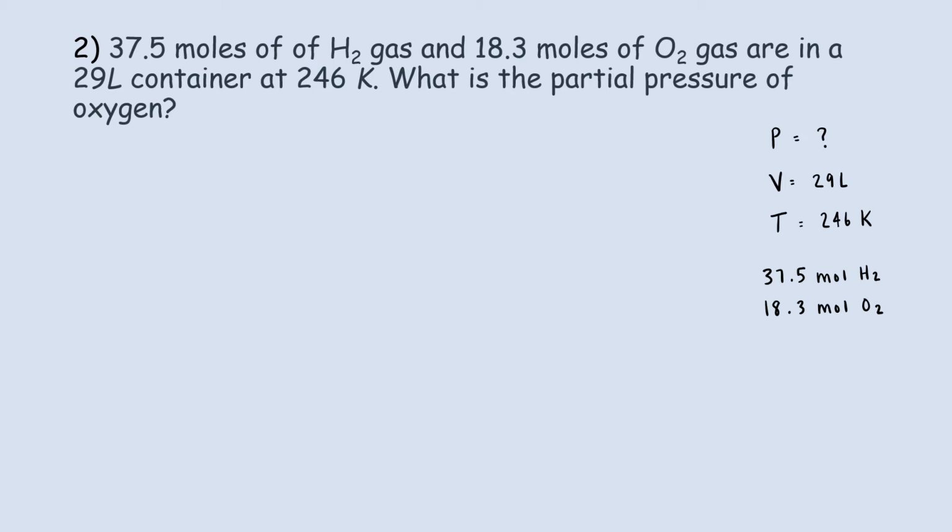And given that we have these variables, there is one equation in particular that is really sticking in my mind, and that equation is PV equals nRT. So, because we're asked to solve for the partial pressure of oxygen specifically, the information about hydrogen is irrelevant, so we're not going to use it to solve for the partial pressure of oxygen.